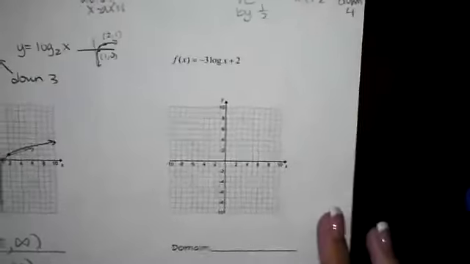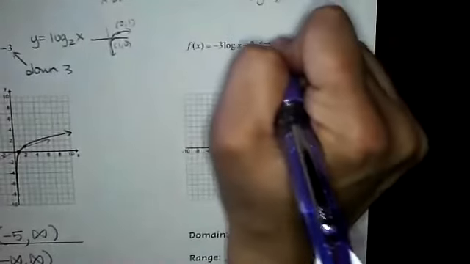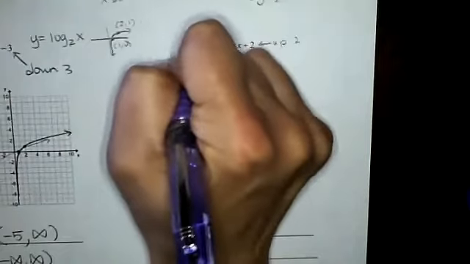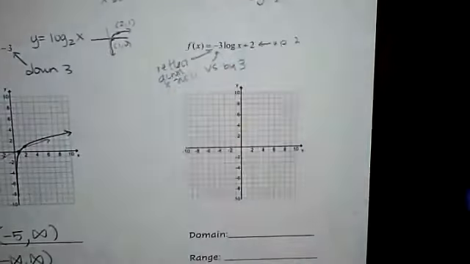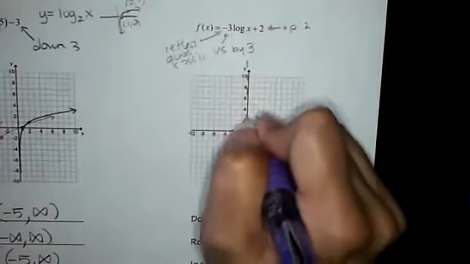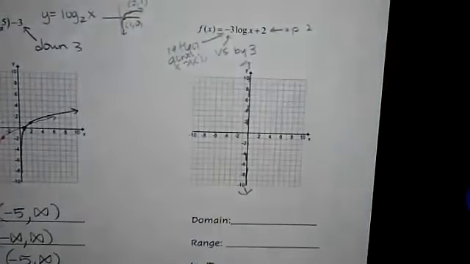All right, for our next one here, -3 log x plus 2, that is up 2, and that is a vertical stretch by 3, and then our negative is our reflection across x. In this case, since it has not moved left to right, our vertical asymptote is still going to be at 0. Now we start to apply those transformations.